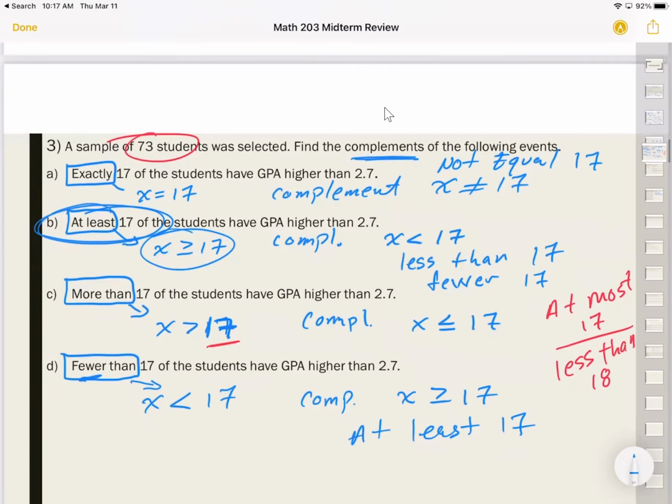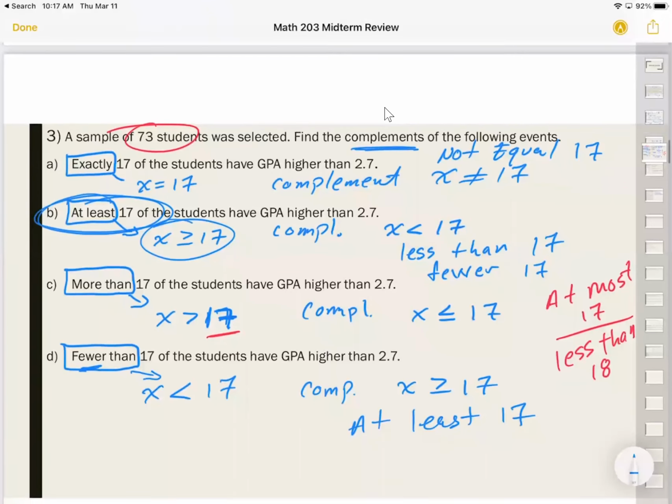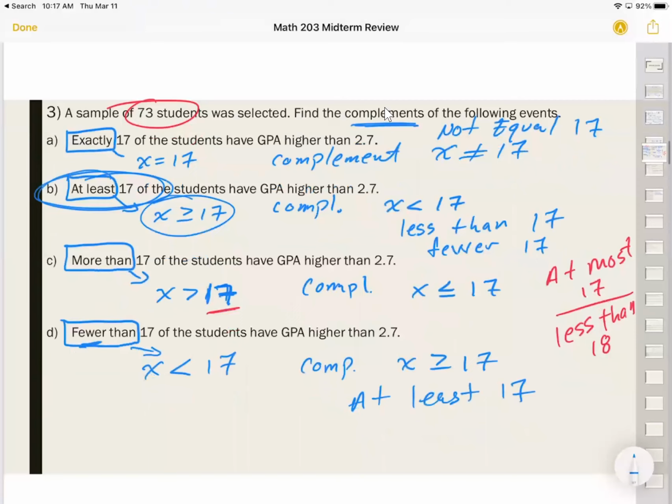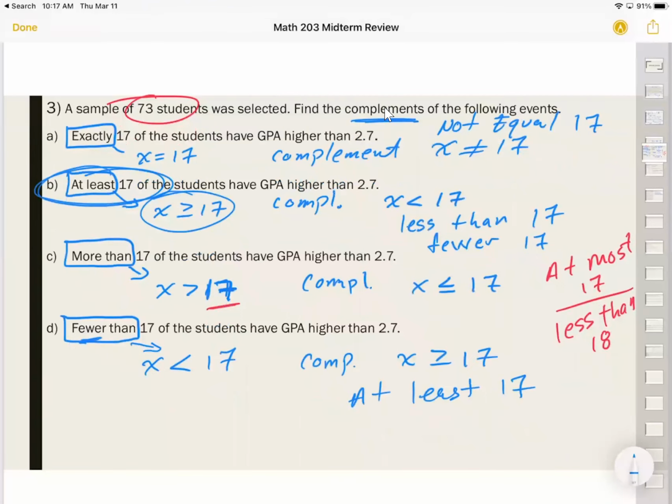So for the complements, it's like each one is the opposite of what it's asking. Yes. Okay. What is the at most 17 over less than 18? No, it's either or, not over. It's either one or the other.